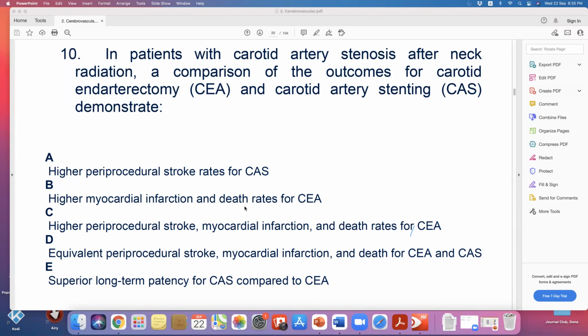But this doesn't mean that you should not use brain protection. You still have to use a filter, you know. But the stroke rate is the same if you have radiation or no radiation. So this one would be wrong, okay?